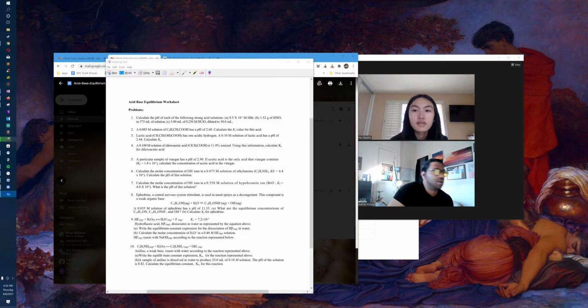Okay. Now let's see the next one. All right. 0.085 molar solution of this. So let me ask you this: do you think this is going to be a strong or weak acid over here?